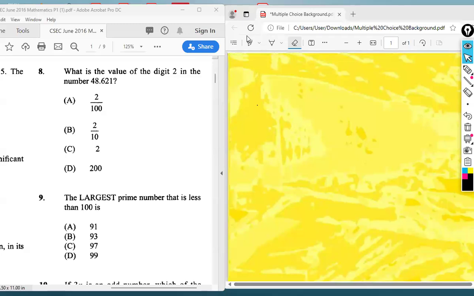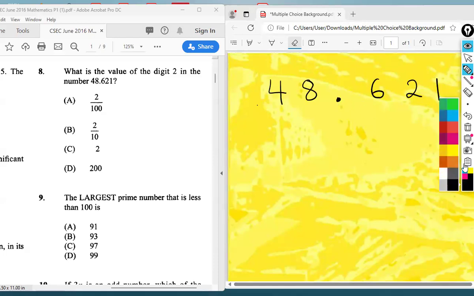So a few people got number 8 wrong, but let's have a review of it. If you have 48.621, remember in primary school when you started, they said that if you have 48, the first number to the left of the decimal point is units, right? I spell units. Hold on. Give me a few seconds here. Units. And the next one will be what? Tens. And if you had a value after, it would be hundreds and then thousands and whatnot.